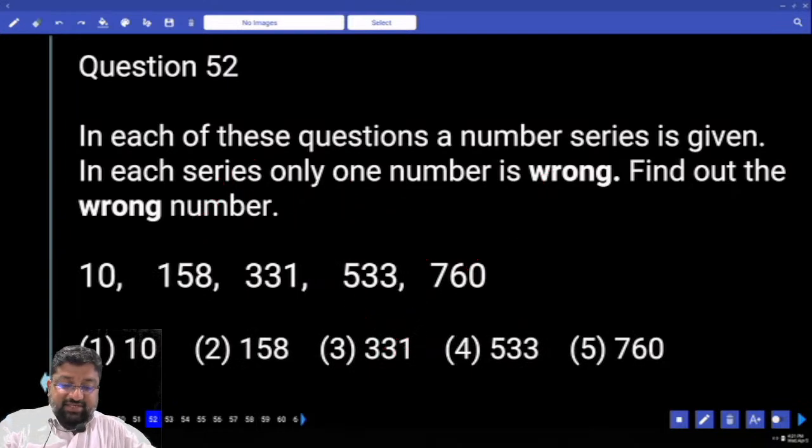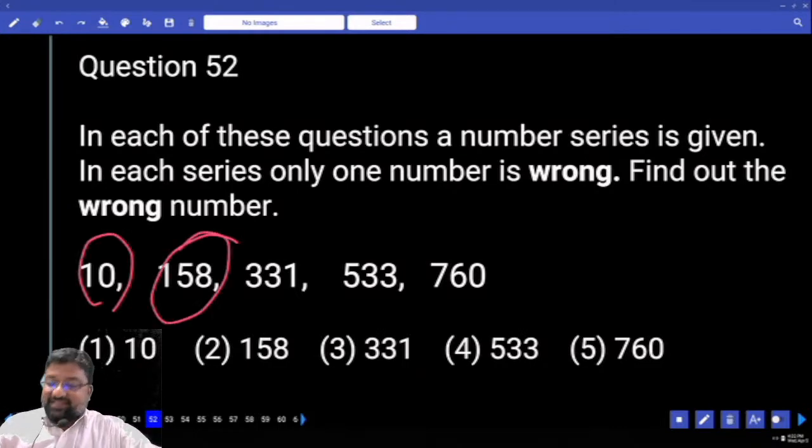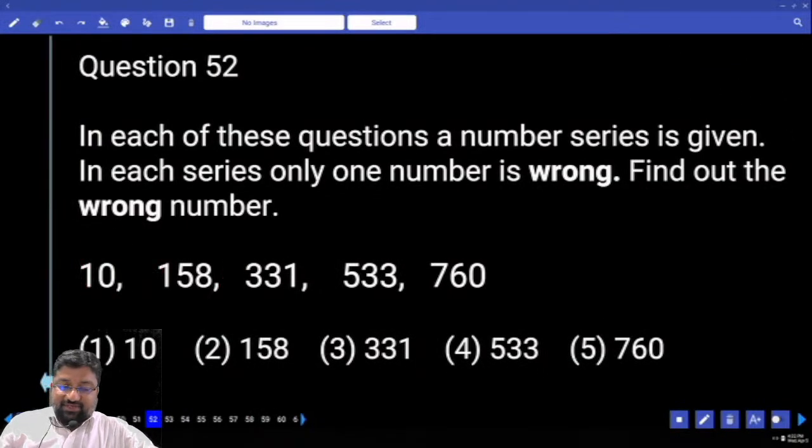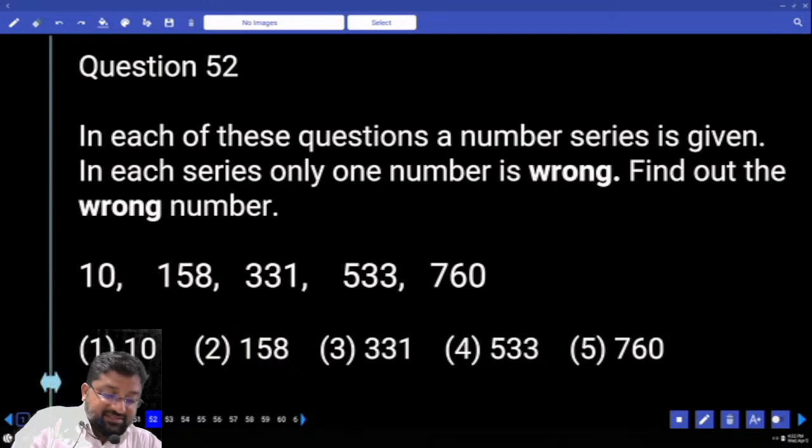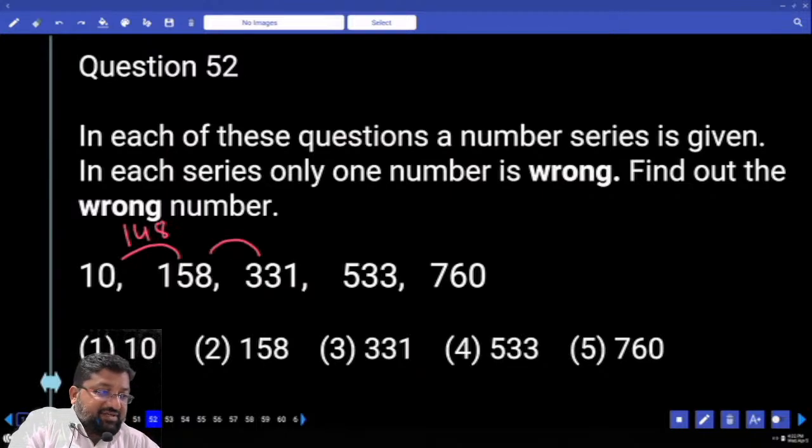Number series 52. Increasing or decreasing? Huge or gradual? Gradual. Don't see this 10 and 158 and say it is huge, because once you see later, all the numbers are 3-digit numbers. Let's try to get the differences between these numbers. How much is this? 148. How much is this? 158 and 331. How much is the difference there? 173. How much is this?